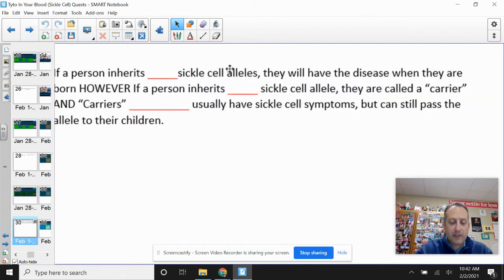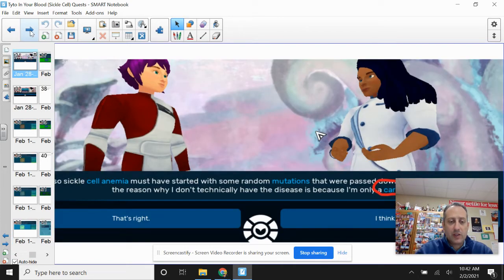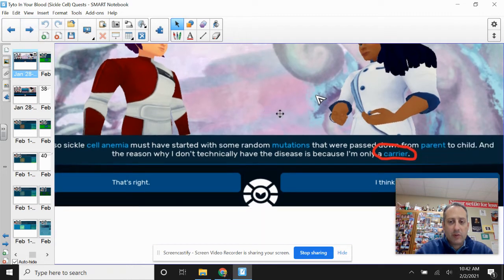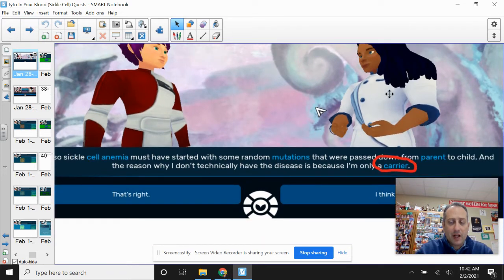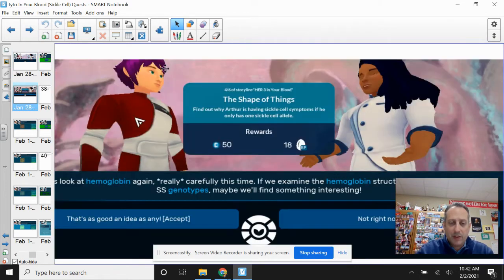Here we go, 2 sickle alleles, 1 sickle allele, they're called the carrier, and the carriers do not have the symptoms, but they can pass that allele on to their children. So here's where we talk about carrier. So Arthur must be a carrier. He doesn't have both alleles, both genes. He has one of them. So he's a carrier and shows some of the symptoms.